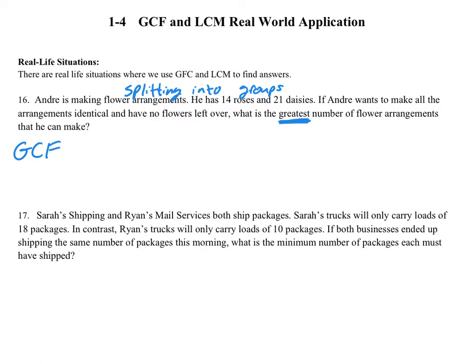So we have 14 roses and 21 daisies. We're going to start by finding the GCF of those. So we can start with a prime factorization. 14 is really 2 times 7, and 21 is really 3 times 7. When we find a GCF, we only take the common factors. They both have a 7 in common, so that's what we're going to pull down. So what this 7 tells me is I can make 7 arrangements.